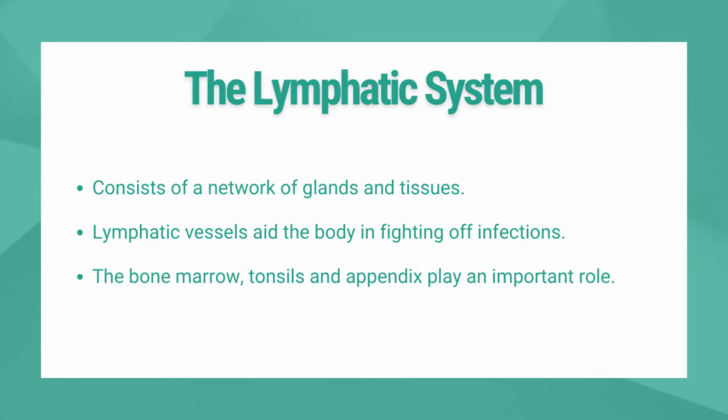The lymphatic system consists of a network of glands, tissues and lymphatic vessels that aid the body in fighting off infections and removing unwanted toxins. The bone marrow, tonsils and appendix are also an important part of the lymphatic system.